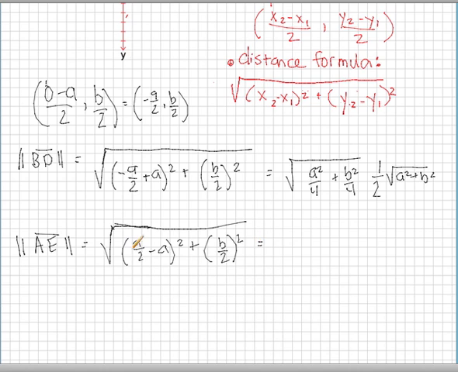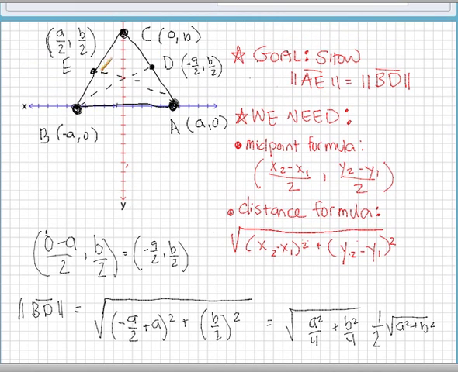Simplifying this again, a over 2 minus a leaves us with negative a over 2 inside this parentheses. And then b over 2 squared. Simplifying that again, you can do the math and figure out that when we square these and take the 4 outside of the square root, we end up with 1/2 times the square root of a squared plus b squared. So the distance from B to D is the same as the distance from A to E. Therefore, these line segments are congruent.